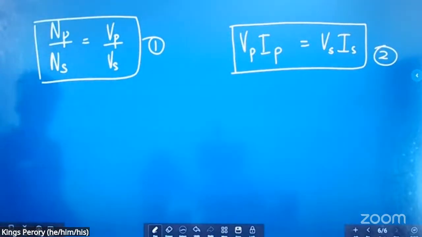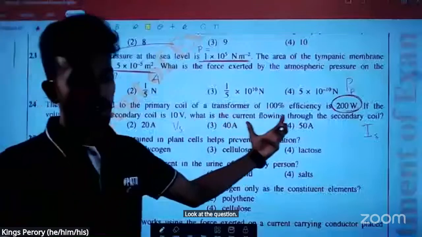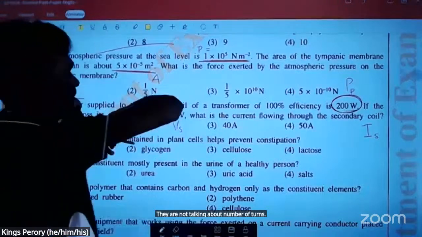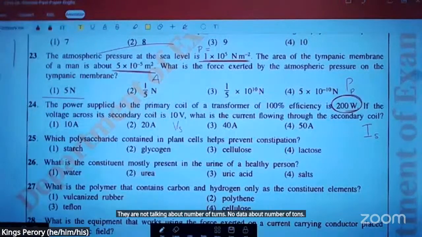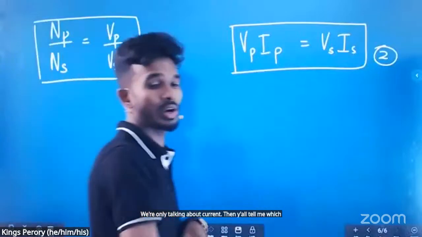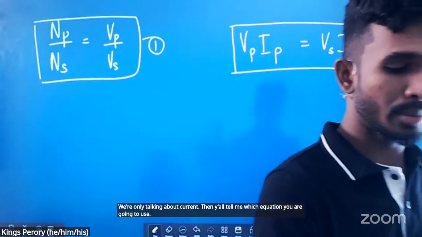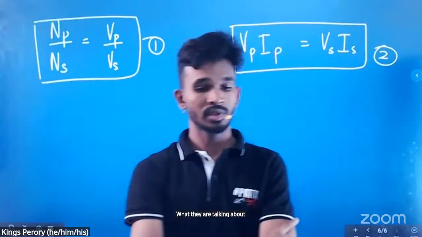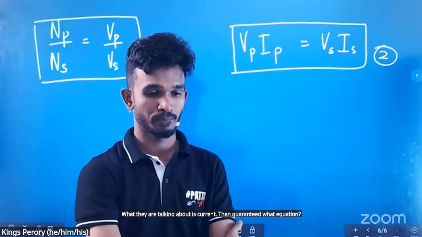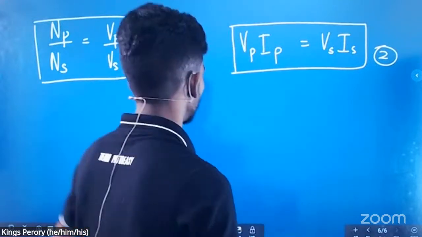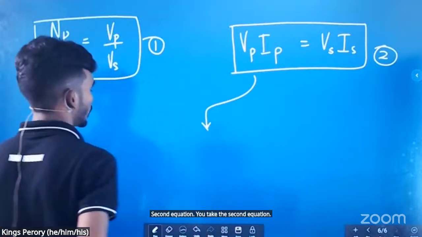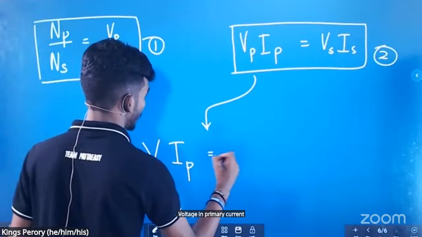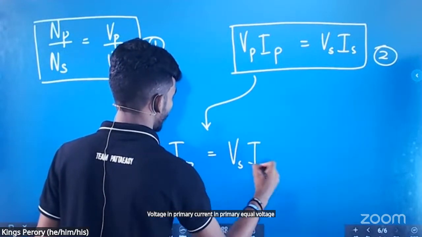Look at the question. They are talking about current. They are not talking about number of turns. No data about number of turns. They're only talking about current. Then you all tell me which equation you are going to use. First, you decide the equation. Then guaranteed what equation? Second equation. You take the second equation. What is the second equation telling? Voltage in primary, current in primary equal voltage in secondary, current in secondary.